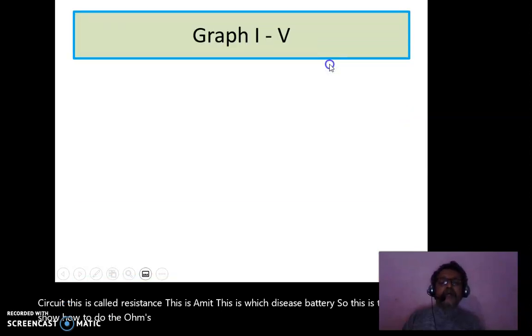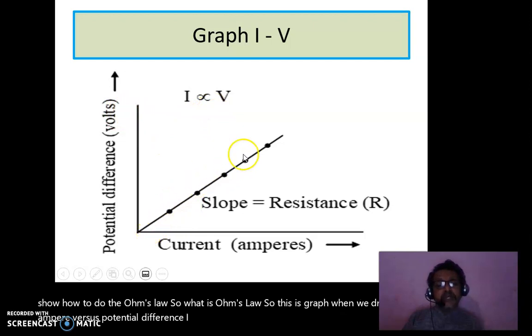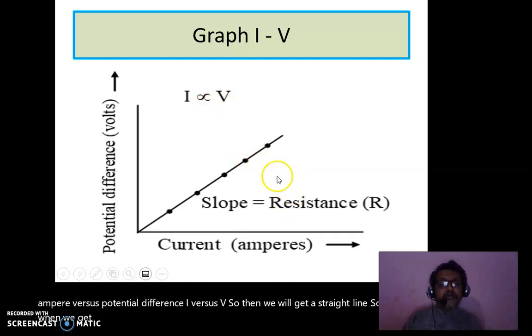So what is Ohm's law? So this is the graph. When we draw the graph of current in ampere versus potential difference, I versus V, then we will get a straight line. Because we get a straight line, R, the resistance, is constant.